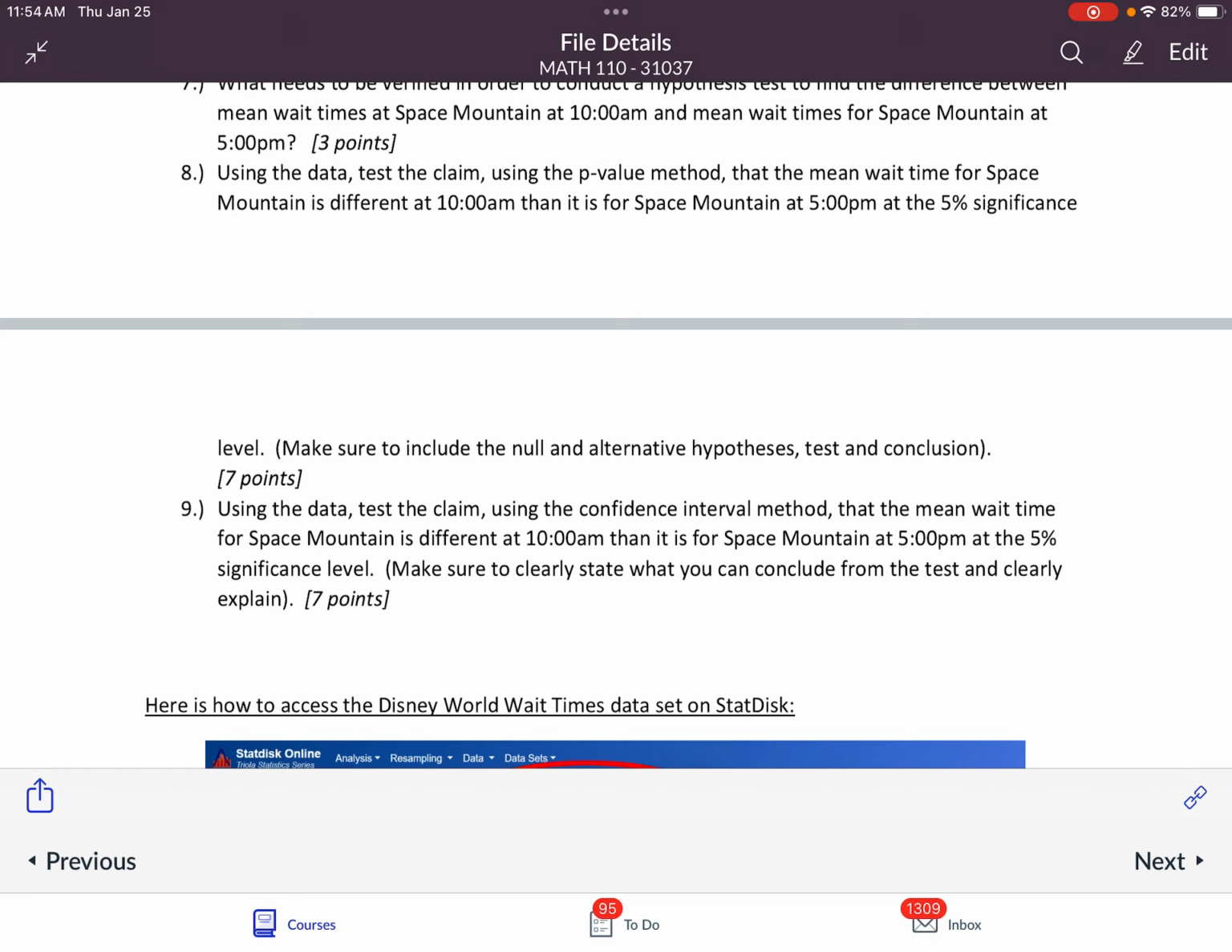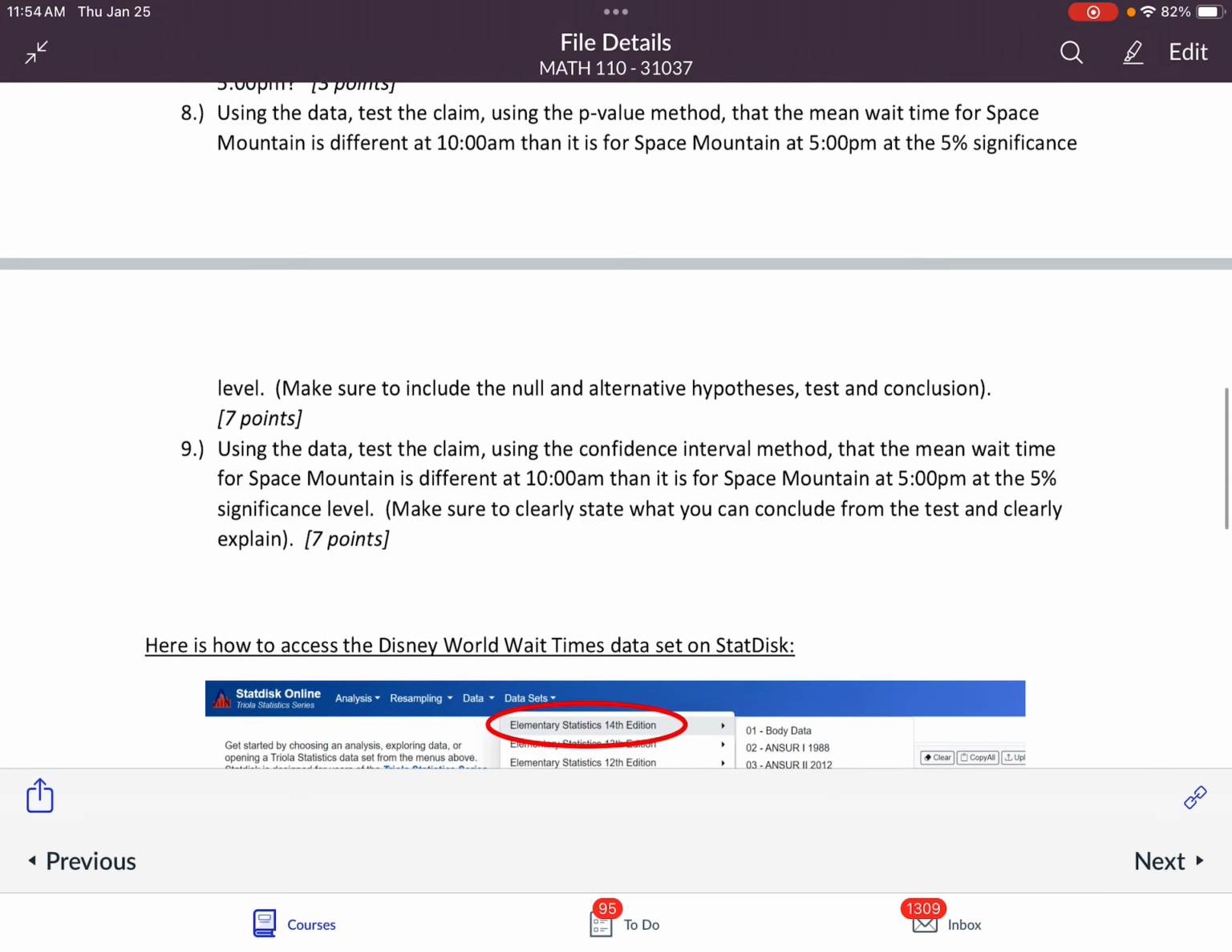And so with this, remember for the confidence interval method, this is where you had to determine if 0 was in the interval or not in the interval. So definitely something to look back at your notes to see. It also does say to make sure you state what you can conclude from the test and clearly explain. So again, stating if 0's in that interval or not in that interval.